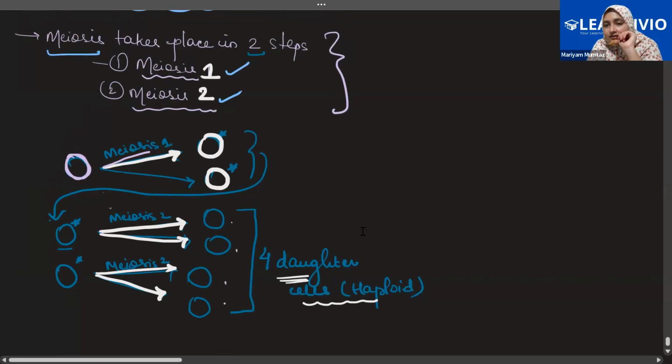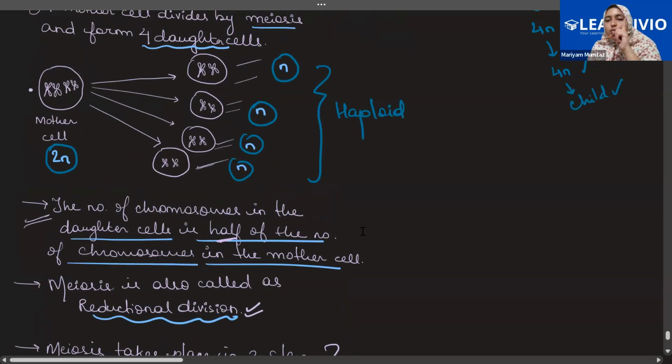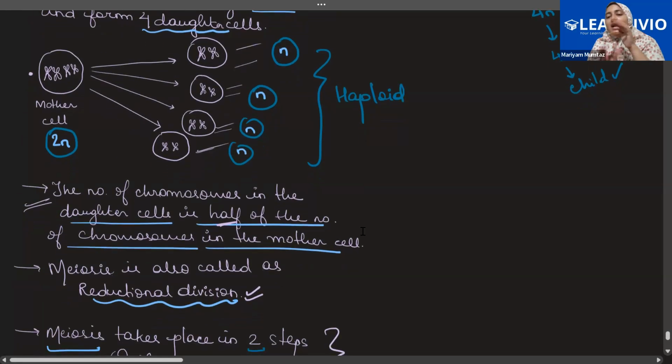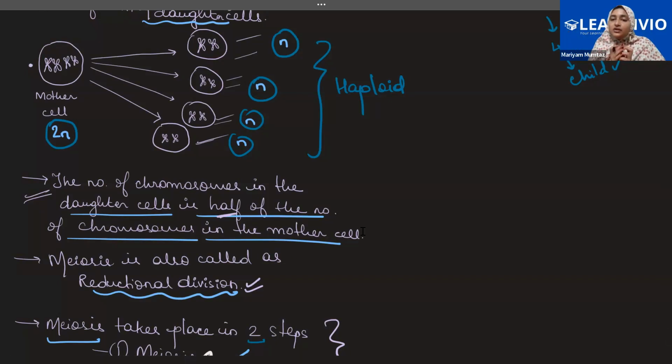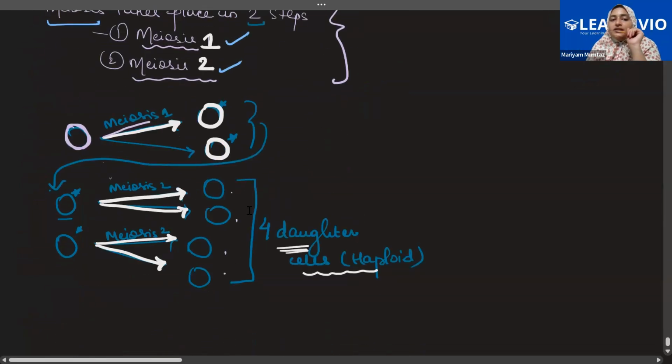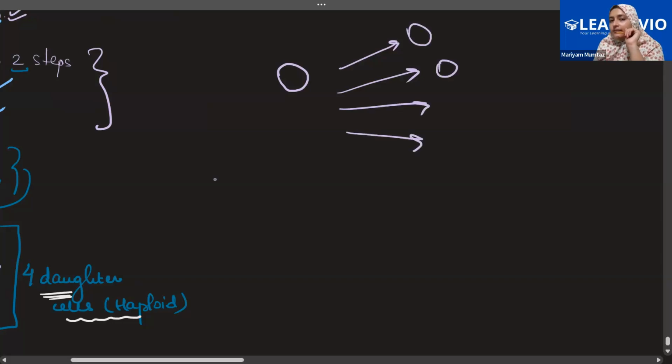Ma'am, I have a doubt that meiosis takes place in two sets. See, meiosis is one division, but let's just say half of meiosis happens in one part and another half happens in another part. So that is why meiosis is divided into two parts, because it is a very big division. For example, I said that one cell gave rise to four daughter cells.